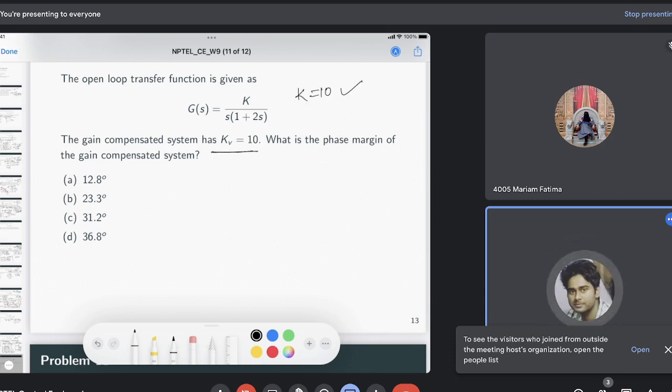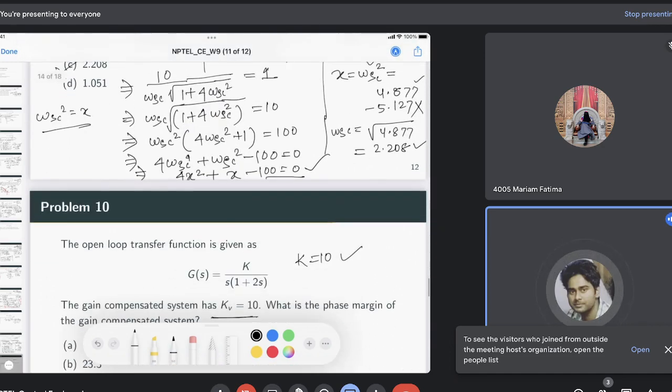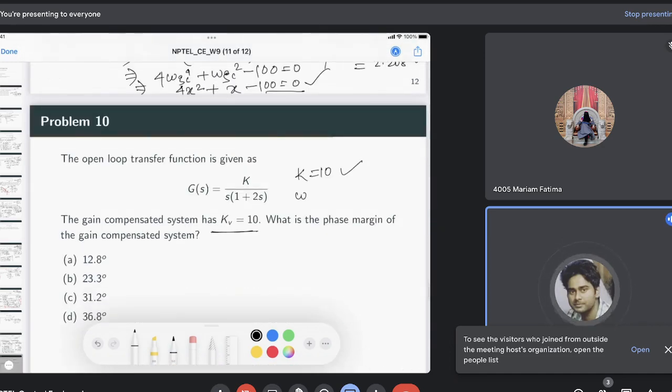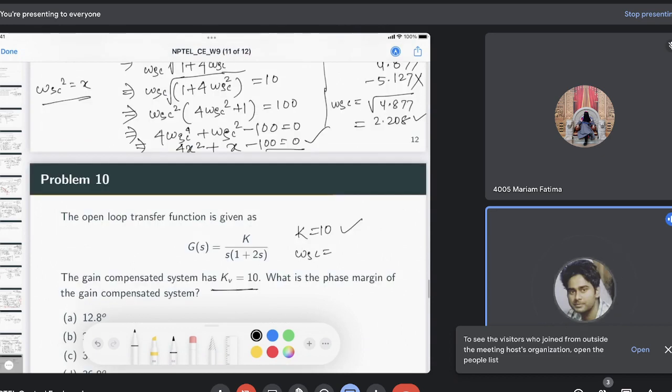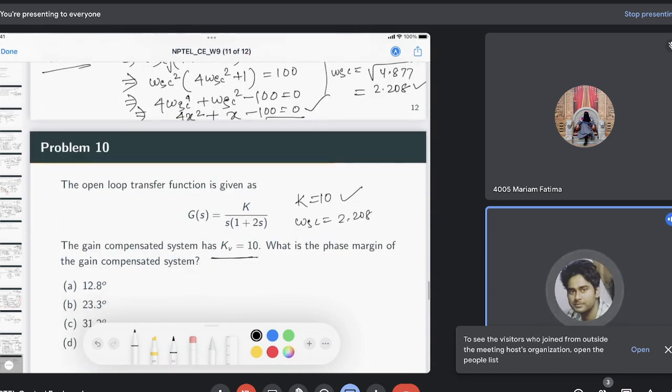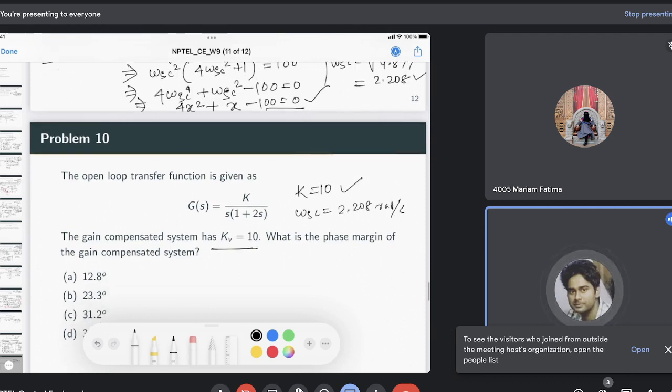In the previous question we have seen that. So now we find the phase margin of the gain compensated system. Also in the previous question we computed the gain crossover frequency, which is 2.208 radian per second. So this is the gain crossover frequency.